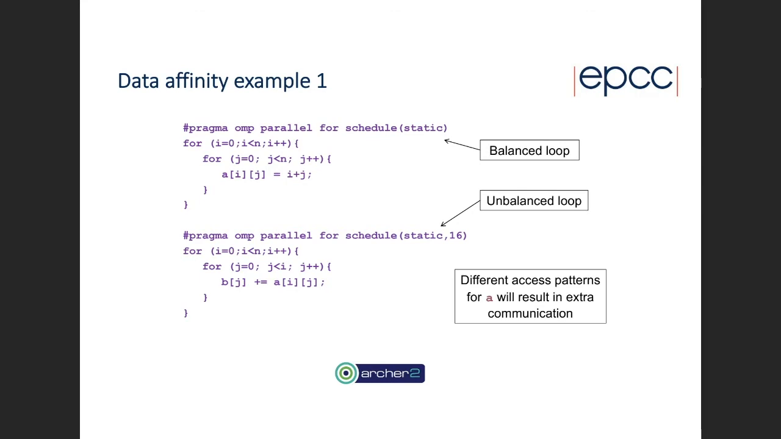But we've now got ourselves in a situation where these two loops have different access patterns in terms of which threads are accessing which elements of this array A. And it turns out, if you think about it, that in the second loop, most of those accesses into A are by a different thread than wrote that element in the first loop. So most of those accesses in the second loop will actually result in cache misses.